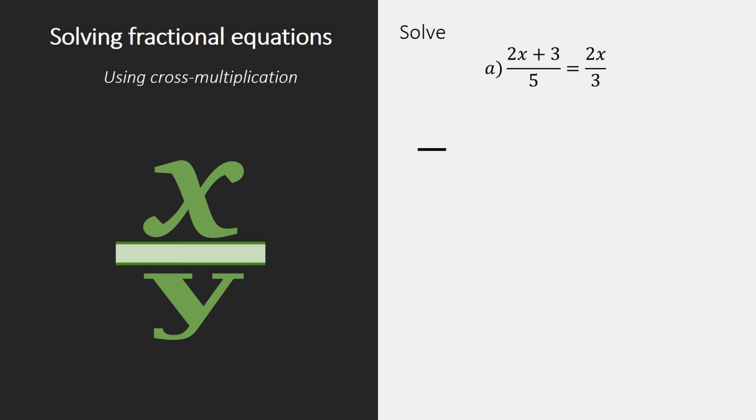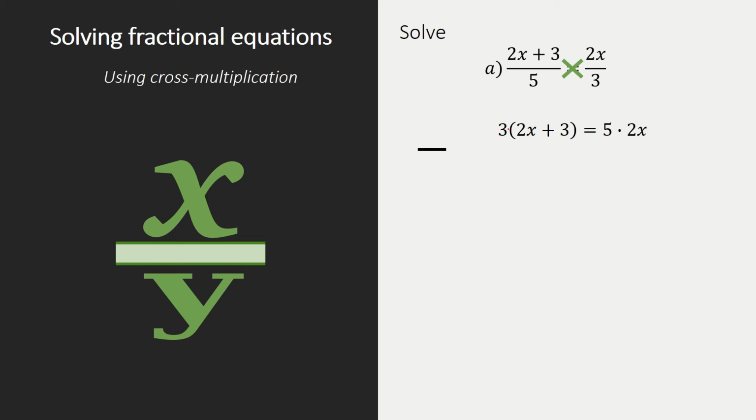When we use our method of cross multiplication, we're going to make a cross. So as you can see, the 2x plus 3 is linked to the 3, and our 5 is linked to the 2x. So we already made a cross, now we need to multiply. So we do 3 times (2x plus 3) equals 5 times 2x. And please remember that this symbol is the same as our multiplication sign.